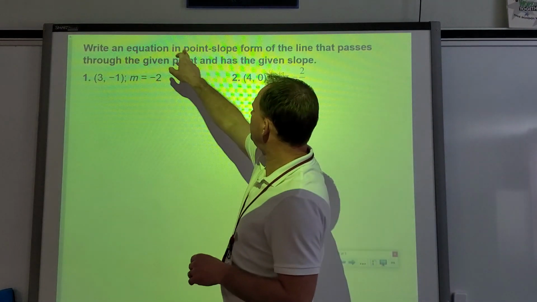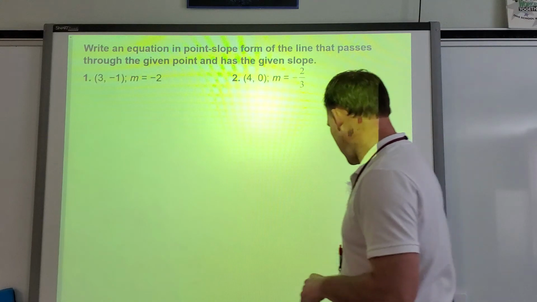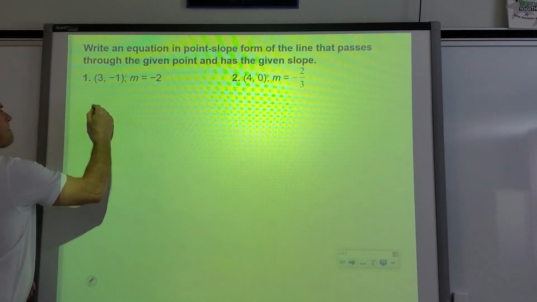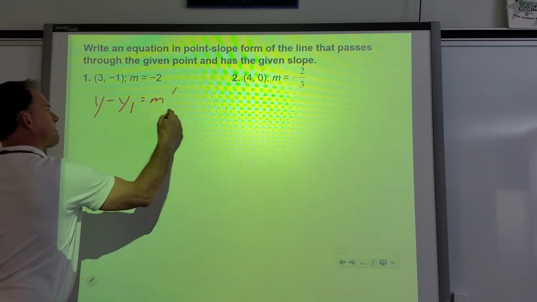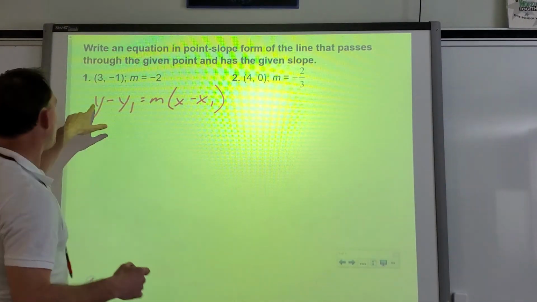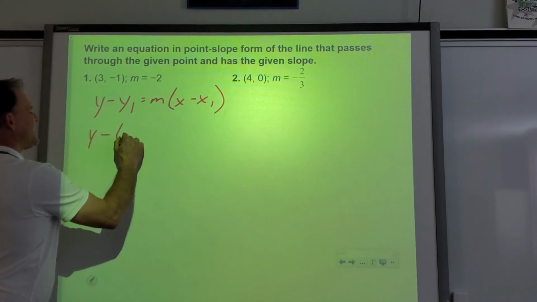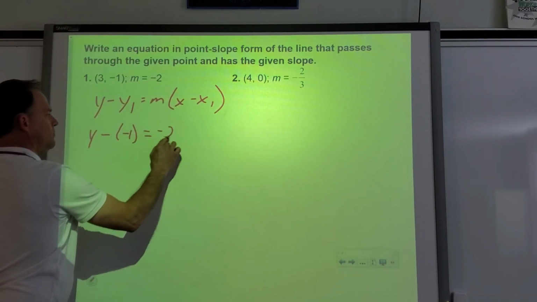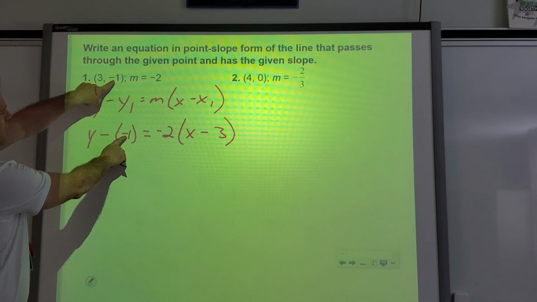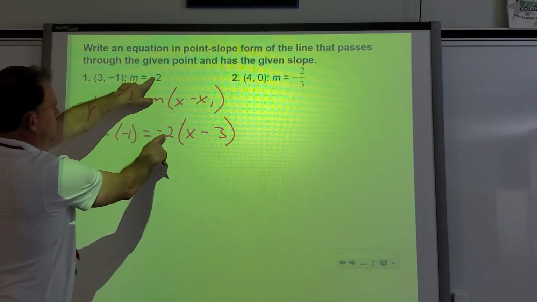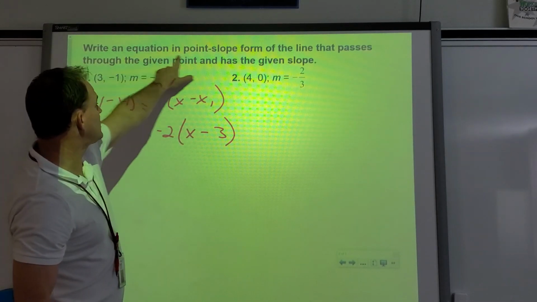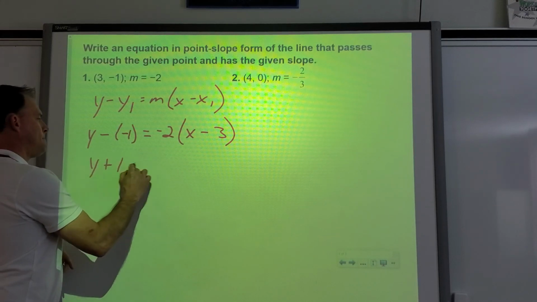So this one says in point slope form. I know the other one did too, but here we go. So do your substitutions. Y minus y1. Y minus -1. My slope is -2. X minus 3. I substitute. I put y1 in for y1. I put m in for slope. And I put x1 in for x1. Now again, my direction said in point slope form. So I would clean this up.